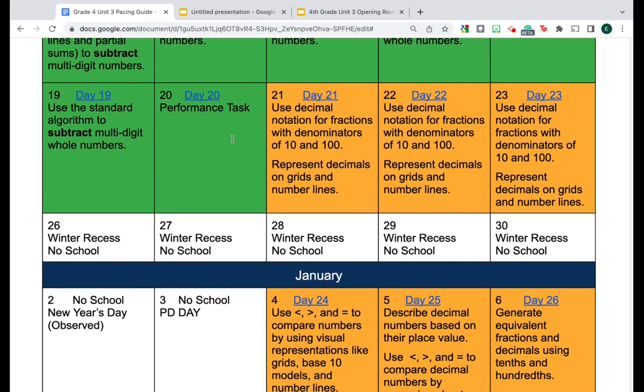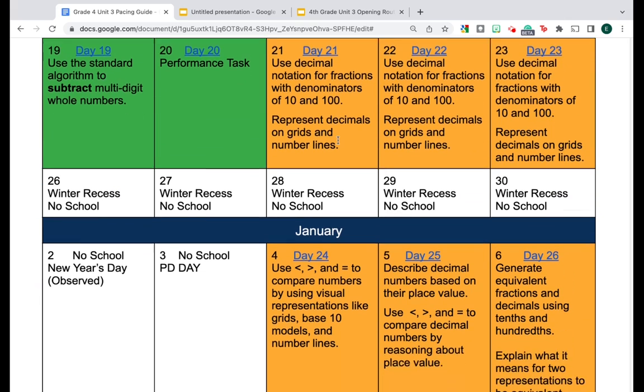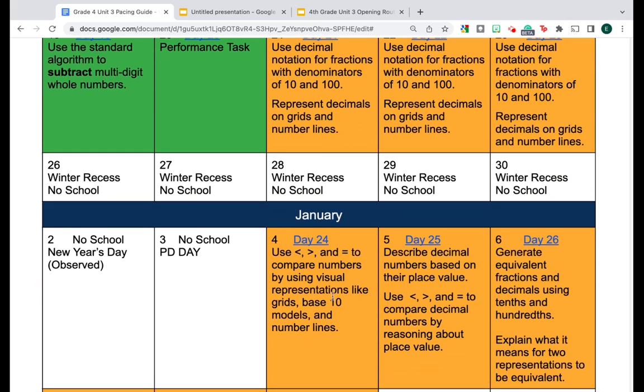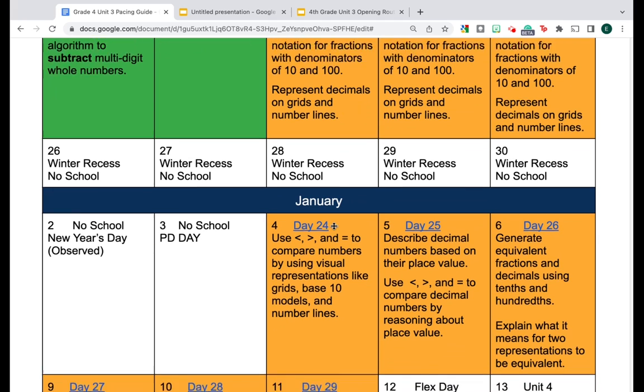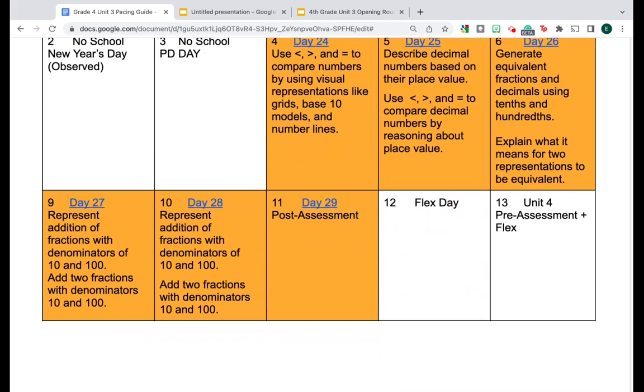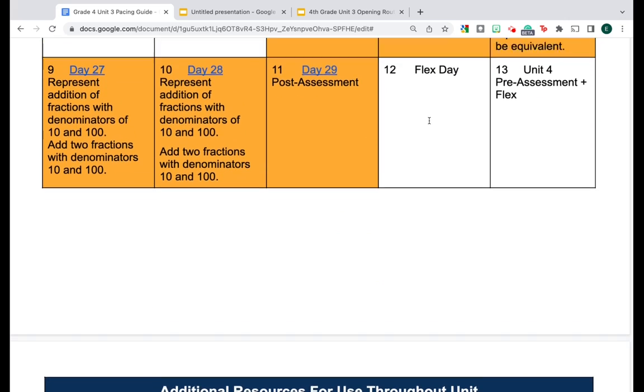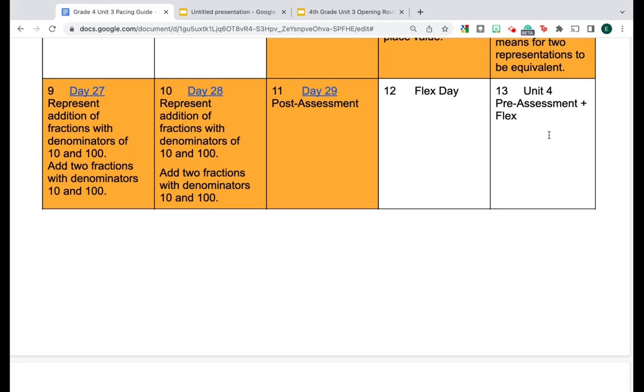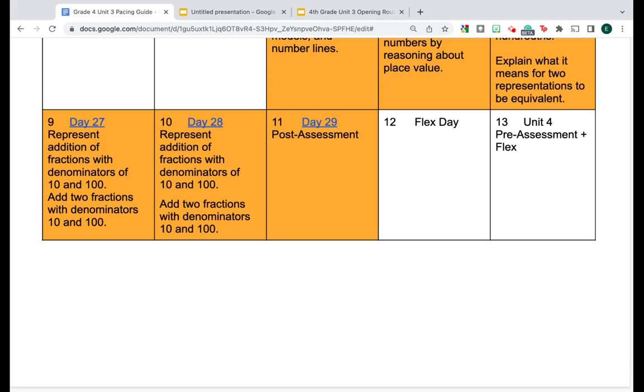If you're a little bit behind and you start this day 21 lesson when you come back in January, that's totally fine. That might be a really nice way to space it out, actually. But big picture, you want to be wrapping up Unit 3 by around mid January. We have a flex day in there, and then you can start your Unit 4 pre assessment mid January as you head into Unit 4.